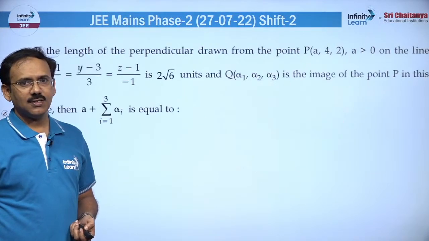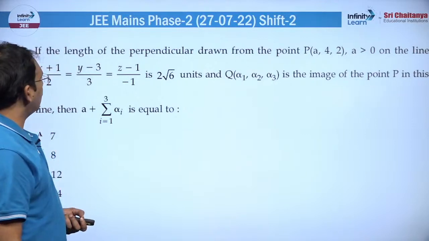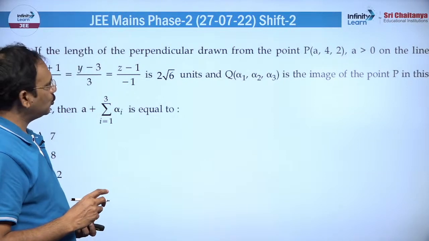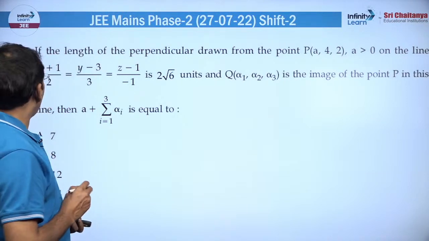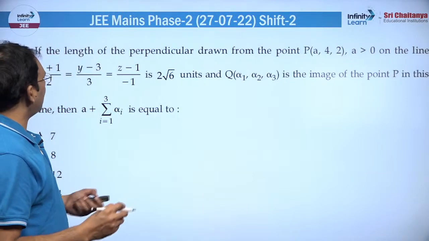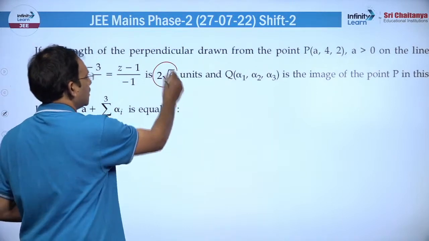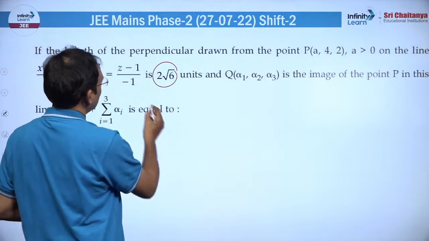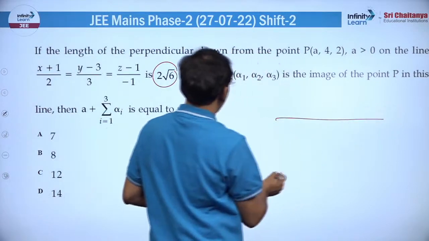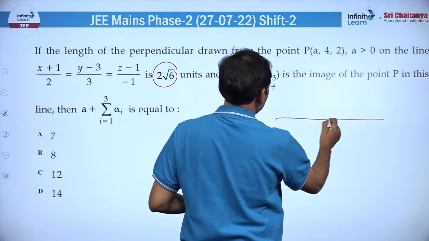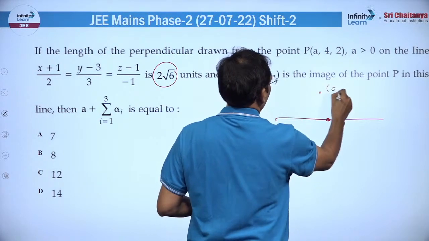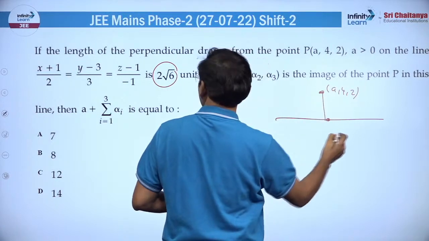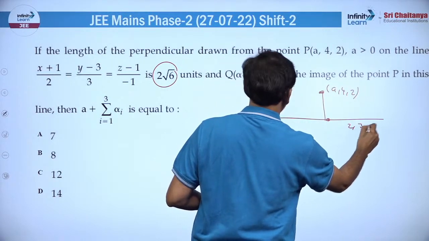Next, my dear friends, the length of the perpendicular drawn from the point A(4, 2), where a is positive, on the line. And here the length of the perpendicular drawn is given as 2 root 6. You can do the regular and routine procedure, my dear friends. How do we find the length of the perpendicular? This is the line given. You can take the general point. This is the point given, A(4, 2). Now you just find the DRs of this particular line, DRs 2, 3, minus 1.